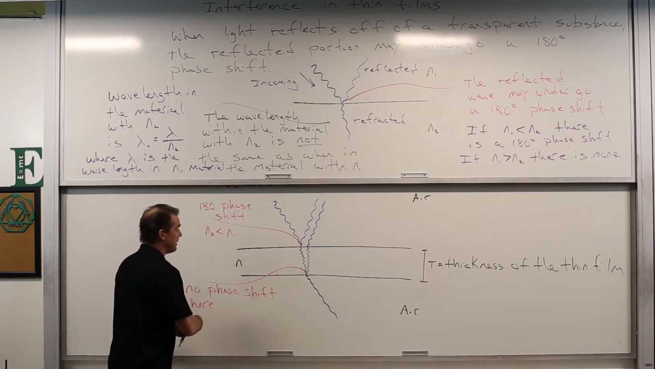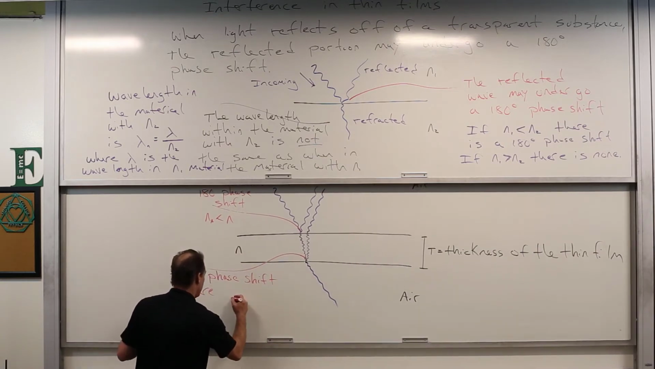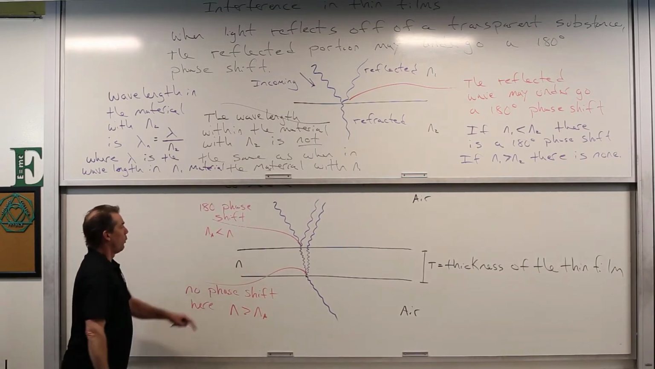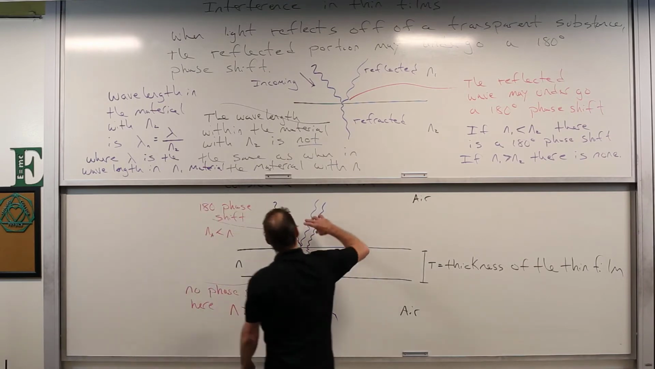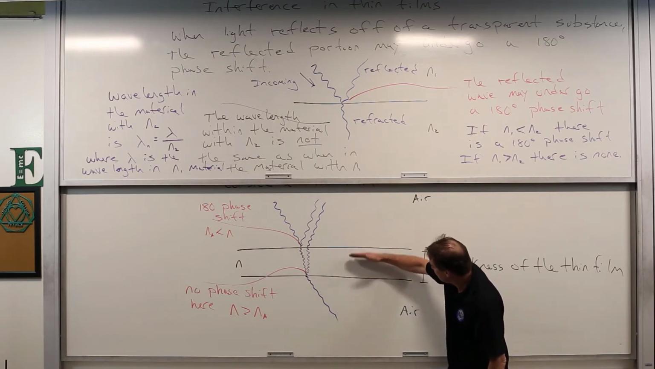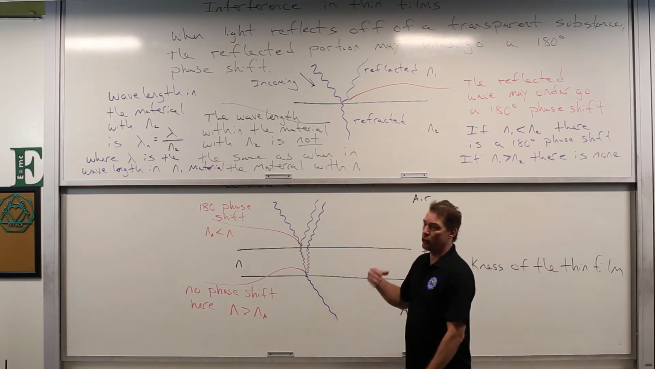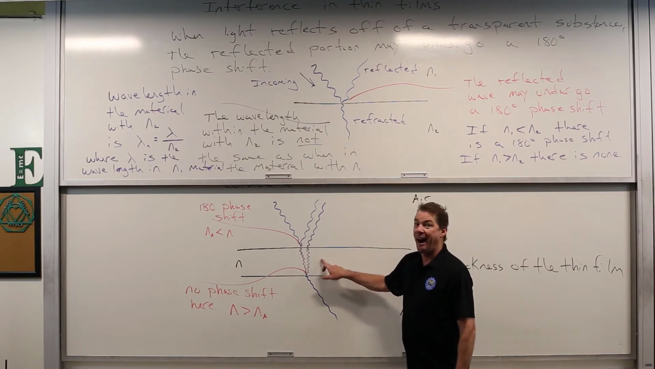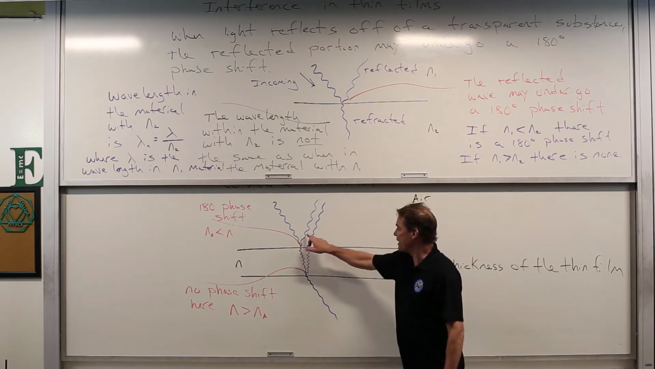At this reflection, because we have that n is greater than n sub air, there is no phase shift. So we need that this path here, this total distance t plus t, has to have some integer or half integer relationship with respect to the wavelength within this material. Odd integer multiples of half wavelengths, so that when it exits, it is in phase with this one.